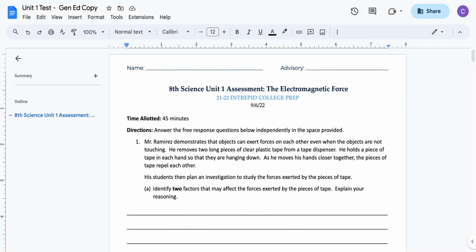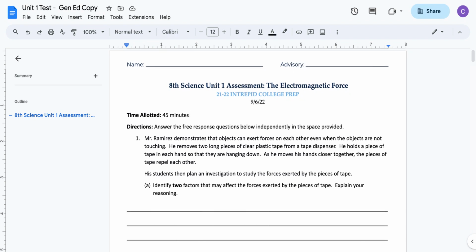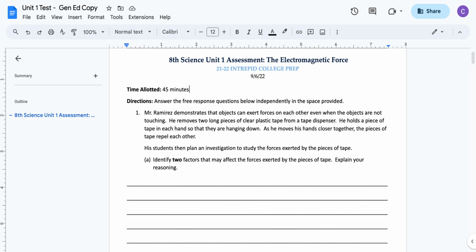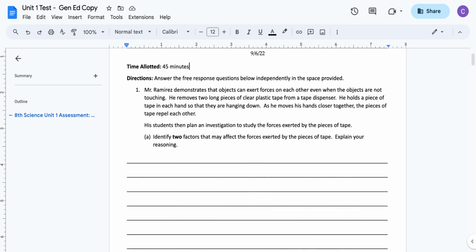I'm going to be reading you your Science Unit 1 assessment on the electromagnetic force. Time allotted: 45 minutes. Directions: Answer the free response questions below independently in the space provided.